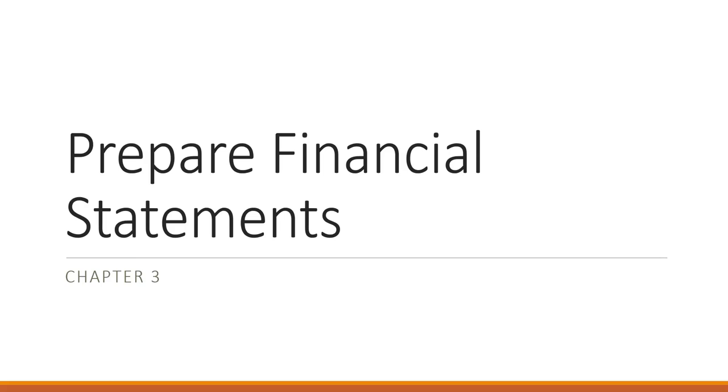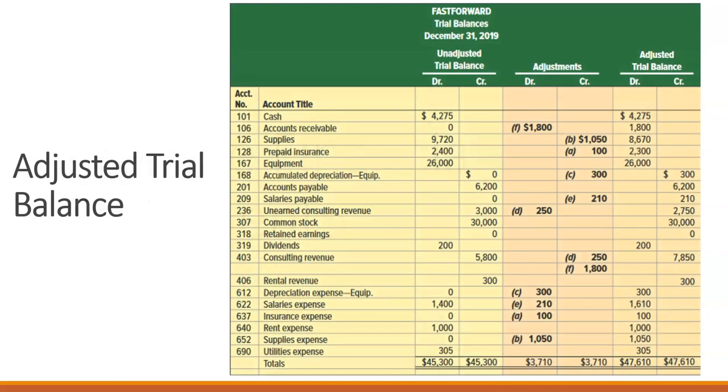After we have recorded our adjusting entries, we will prepare what is called an adjusted trial balance. So here we have side by side in an Excel spreadsheet our unadjusted trial balance. Then like we prepared in chapter 2, we prepared a trial balance just to make sure that our debits equal our credits before we move forward. Then we make adjusting entries for the end of the month.